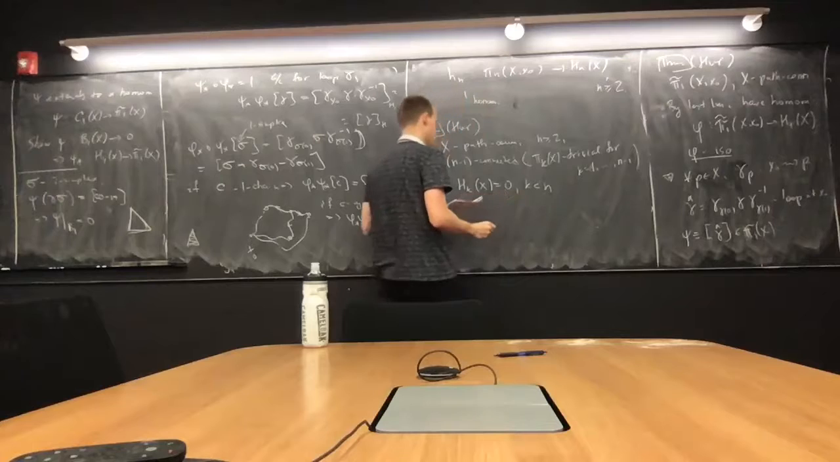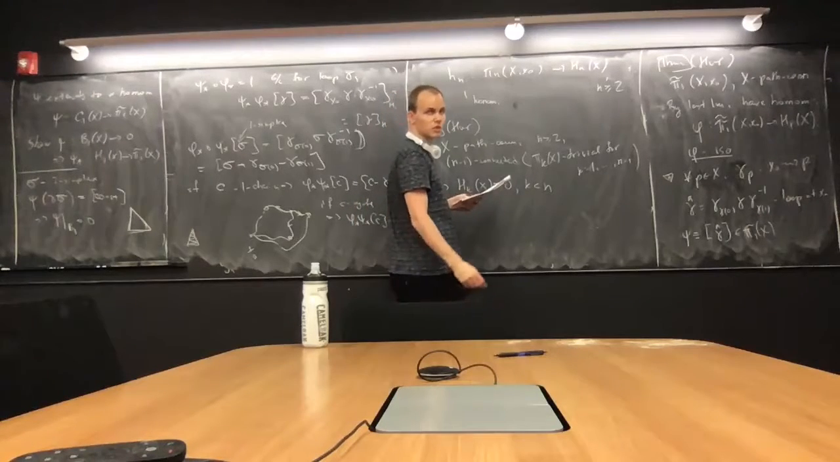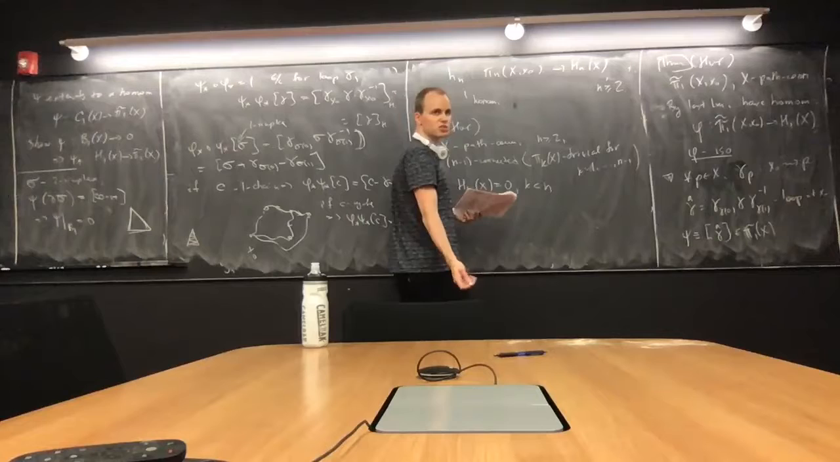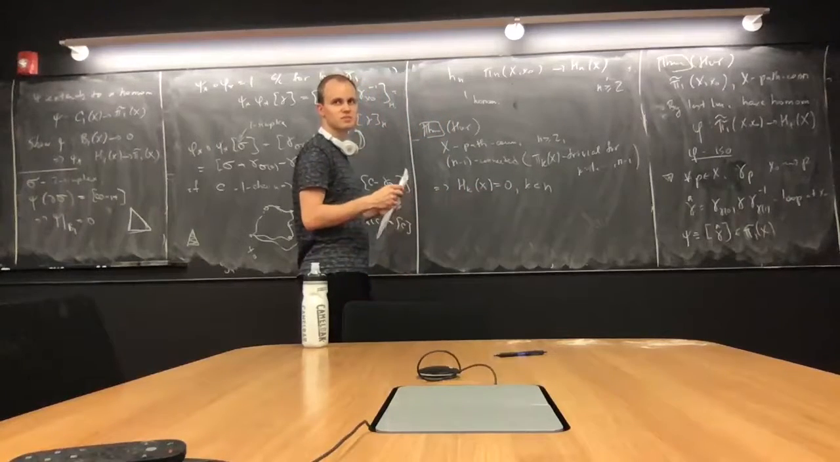Isn't pi 1 0 because it's path connected, or pi 1 trivial because it's path connected? Or sorry, pi 0 trivial because it's path connected? No, it's Z because it's path connected. But pi 0 counts the number of components. But path connected spaces have one component, right?